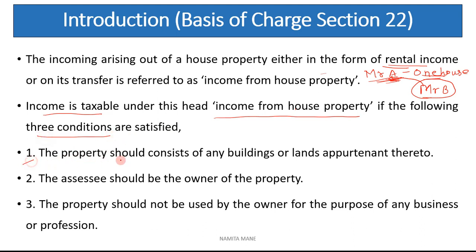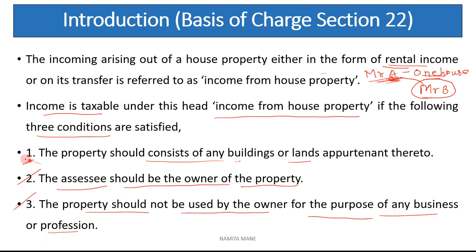The property should consist of any building or land appertaining thereto. Second point, the assessee should be the owner of the property. Third point, the property should not be used by the owner for the purpose of any business or profession. If these three conditions are satisfied, then whatever income is arising from that property will be taxable under the head income from house property. So what are those three conditions?